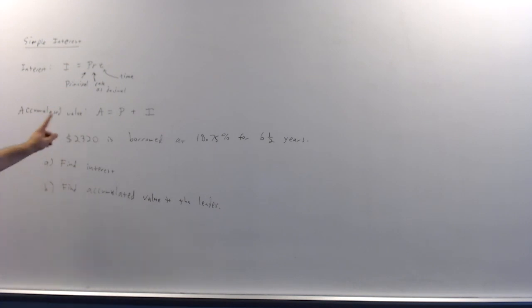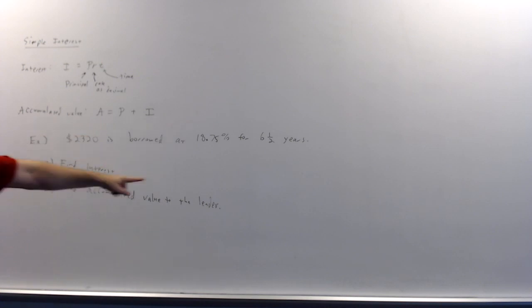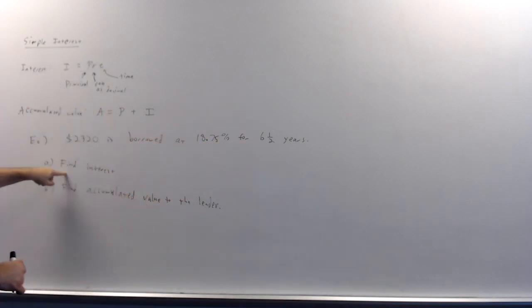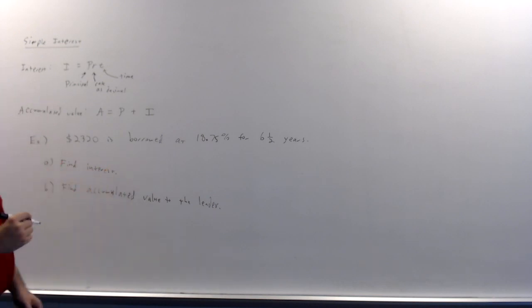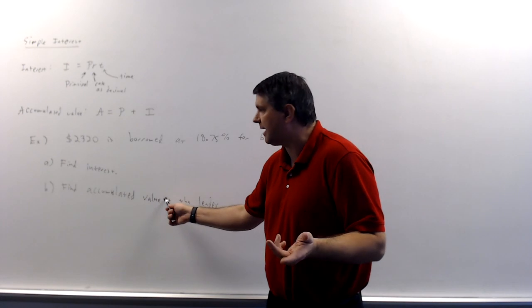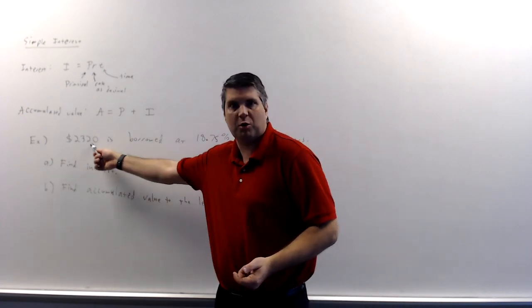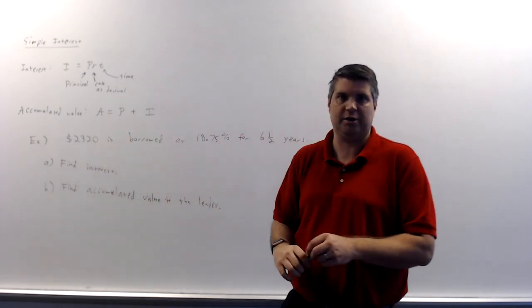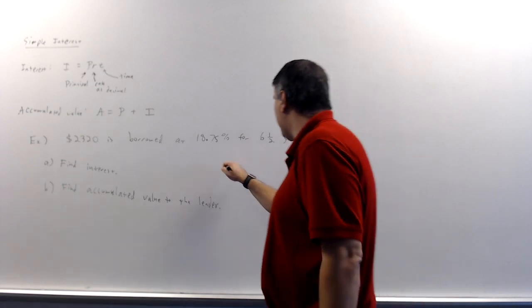So $2,320 is borrowed at 18.75% for 6.5 years. A, find the interest. B, find the accumulated value of the account to the lender. Okay? Because why is the accumulated value of the lender? Because they're going to get $2,320 worth of payments out of you plus the interest. Okay? So A.